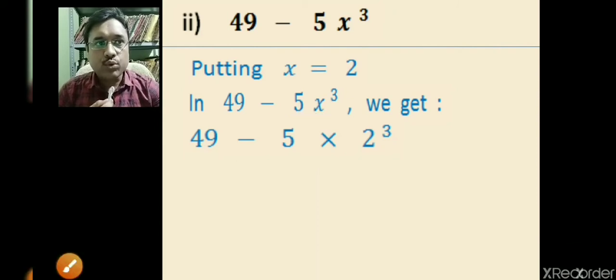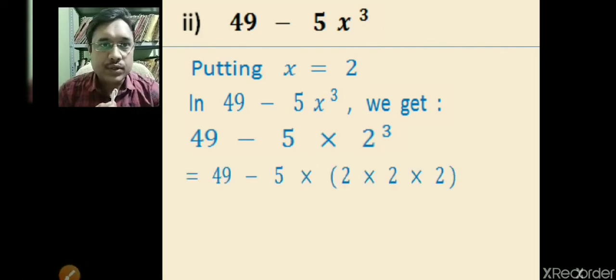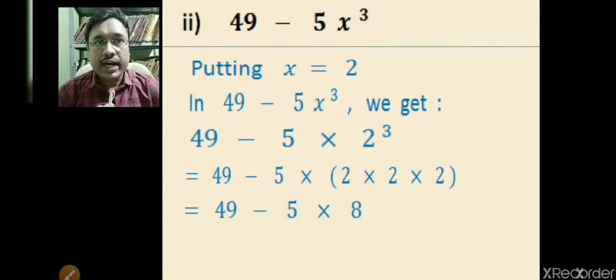Now 2 cube, with power 3, means we multiply 2 three times. So 49 minus 5 into 2 into 2 into 2, that means 8. So we will write 49 minus 5 into 8.